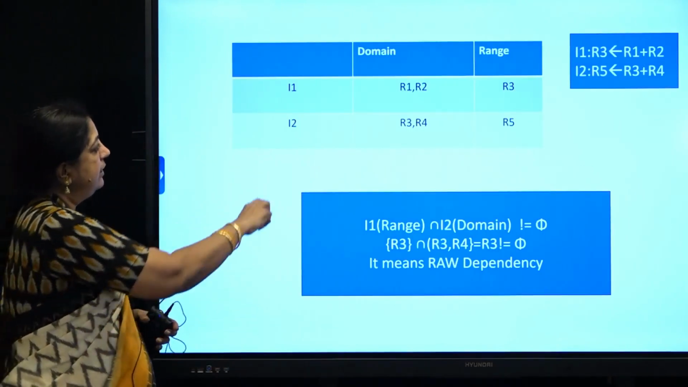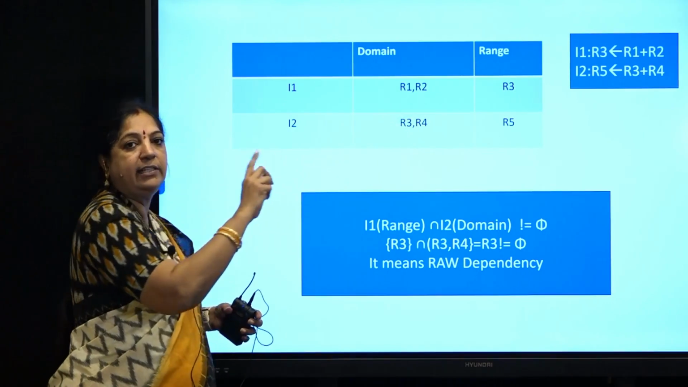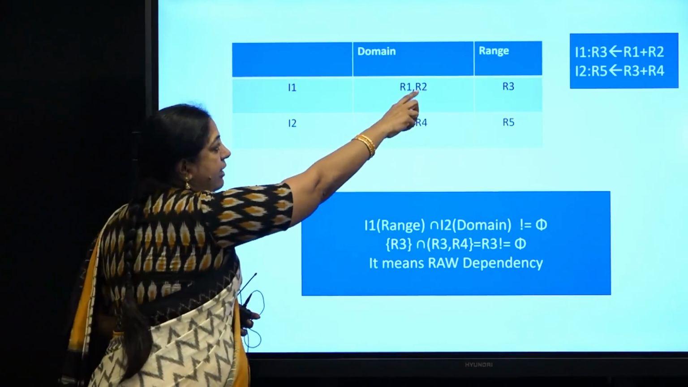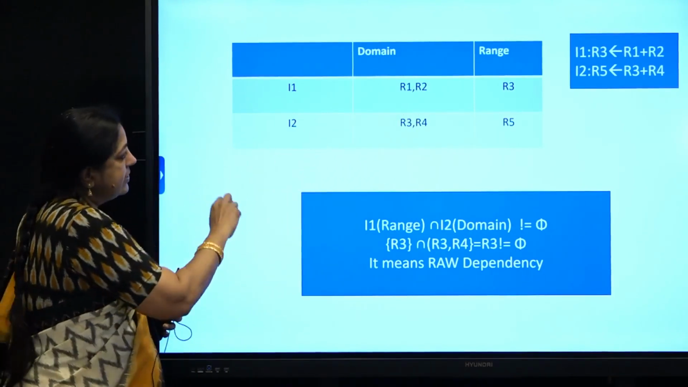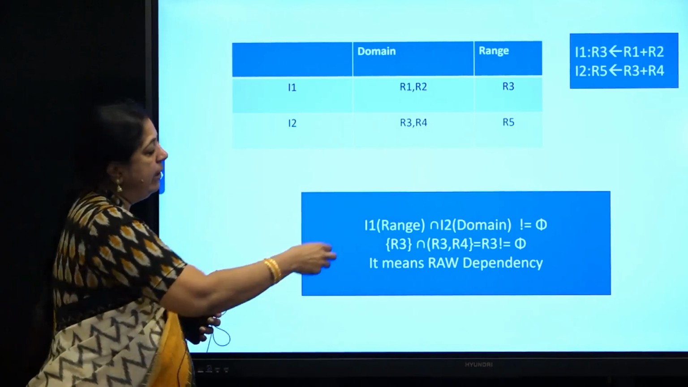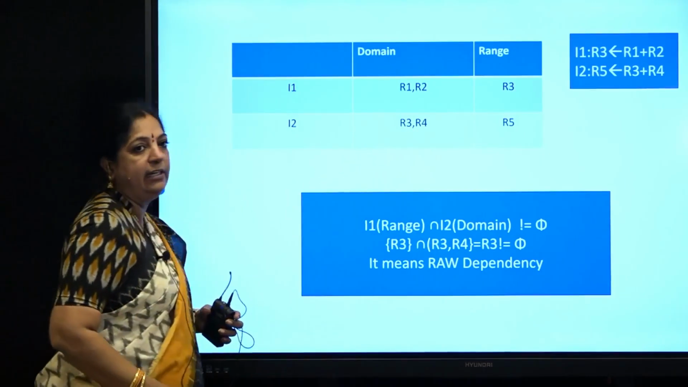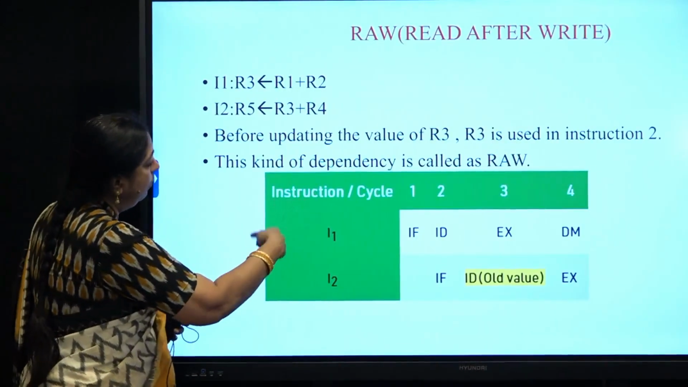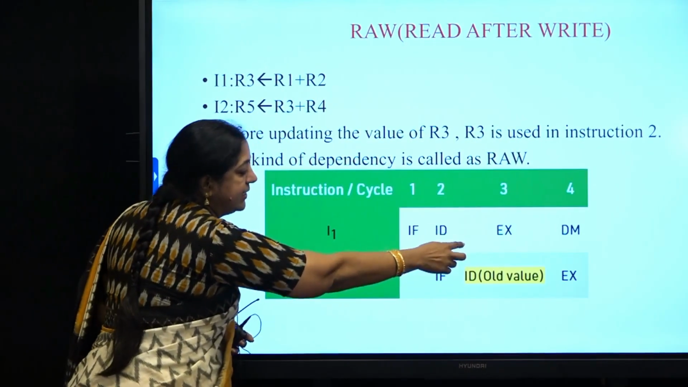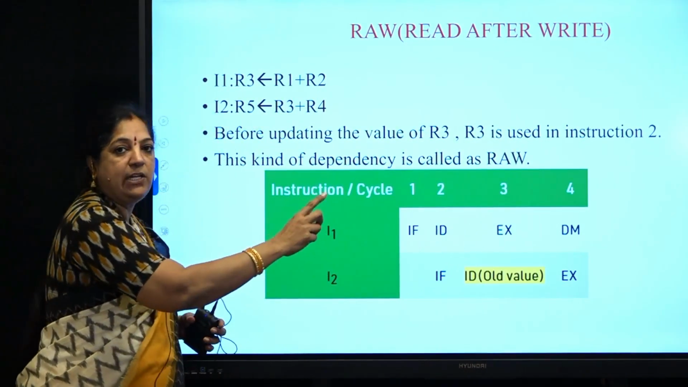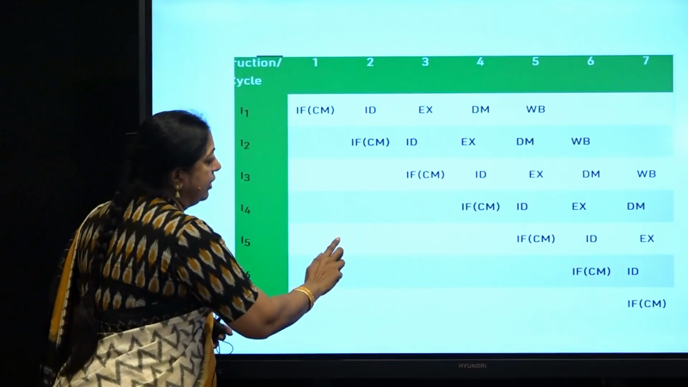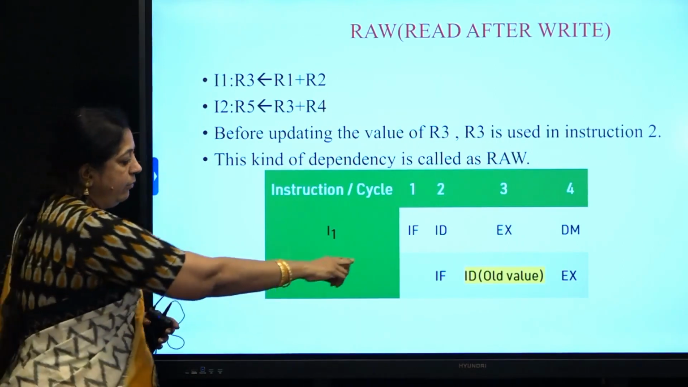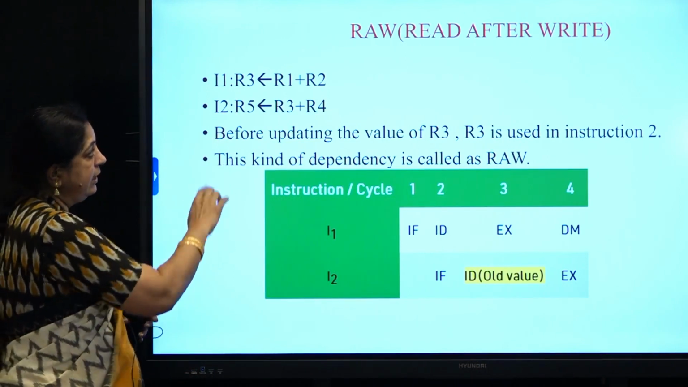So, that is the difficulty here. You can observe that for the first instruction the range is R3, that means the output is stored in R3, and the domain, that means where you are getting the input from, is R1 and R2. Second instruction, the output you are storing in R5 and the input you have in R3 and R4. But here we have overlapping, you can say. The actual latest value of R3 you get here, and before that you are going to use the old value of R3 while decoding the instruction. That is the difficulty in read after write.